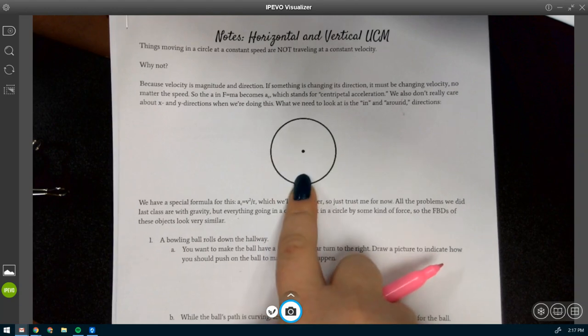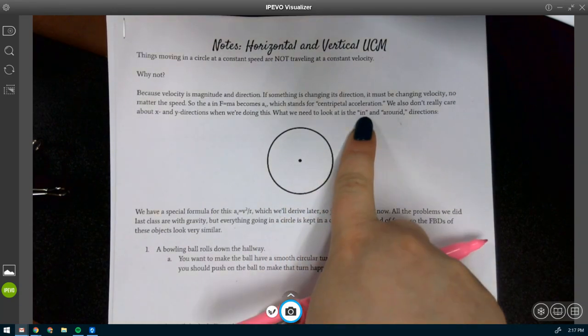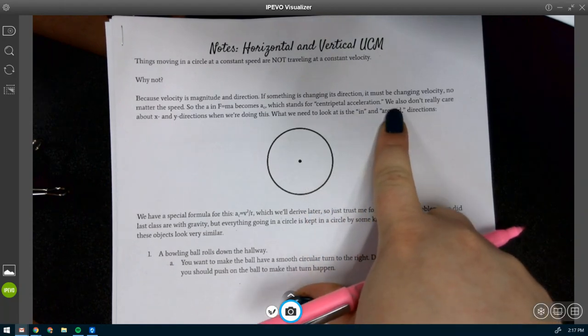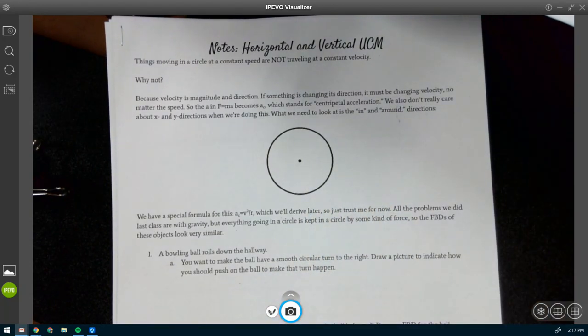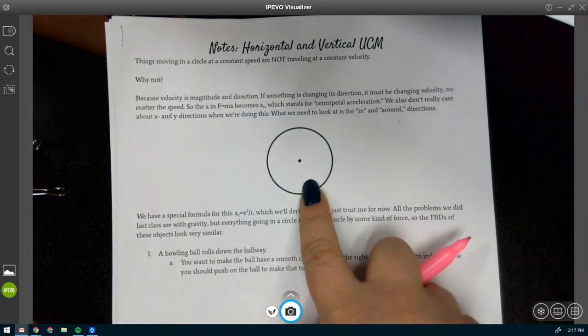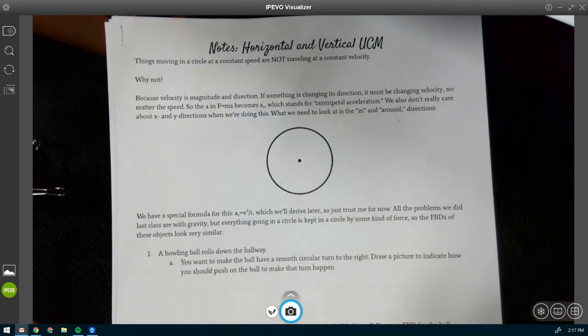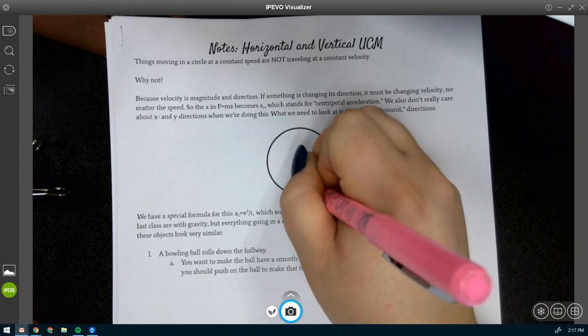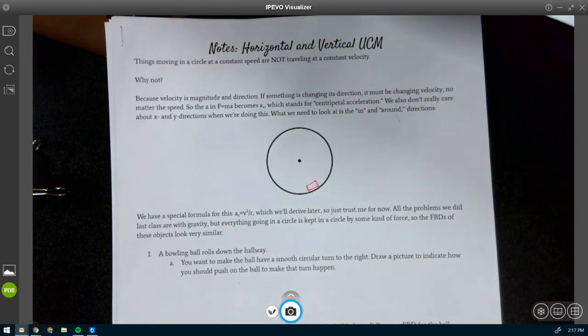So this second paragraph is everything that I just said, but the key piece is we don't really care about X and Y directions anymore when we're working in circles. What we care about are the in direction and the around direction. So if we look at this circle, let's say that this is just a toy car going in a circle on a Hot Wheels track. From the top, a car kind of just looks like a block.